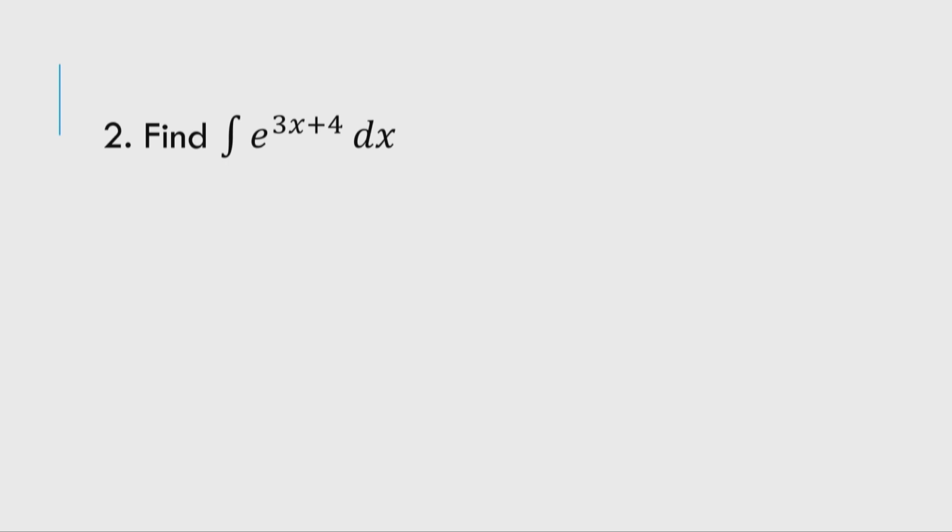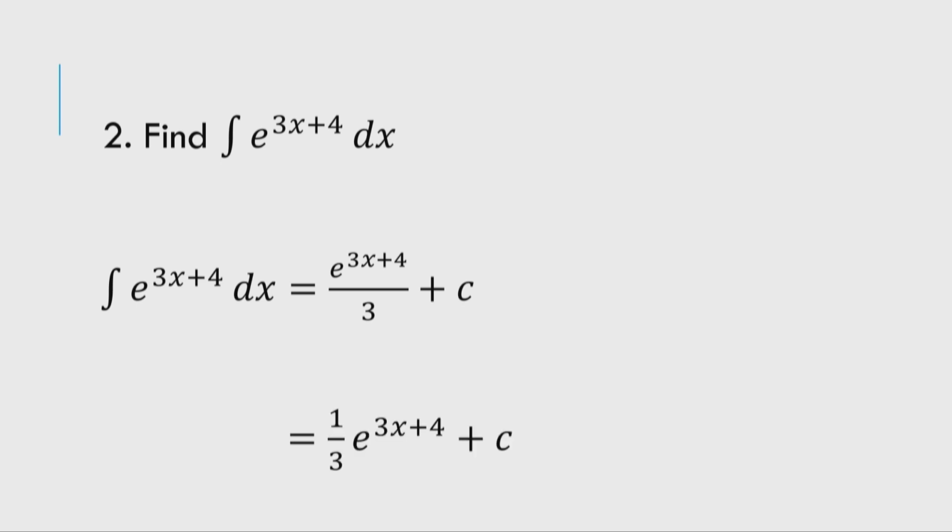Example 2. Find integration of e to the power of 3x plus 4 with respect to x. It is equal to e to the power of 3x plus 4 divided by 3, where 3 is the differentiation of the power 3x plus 4, plus c, which is equal to 1 over 3 e to the power of 3x plus 4 plus c.